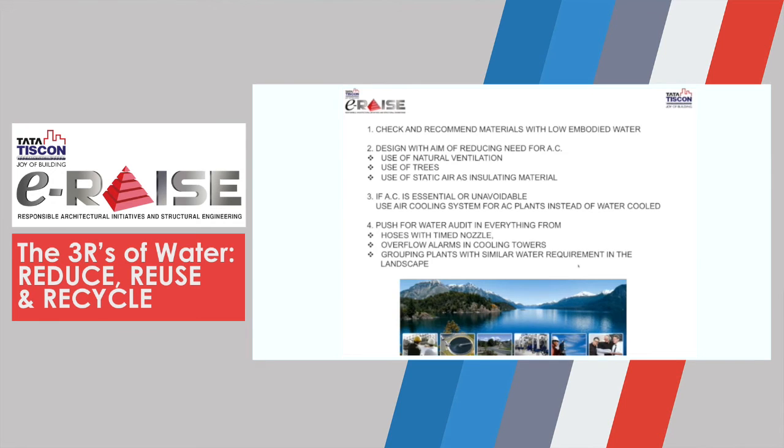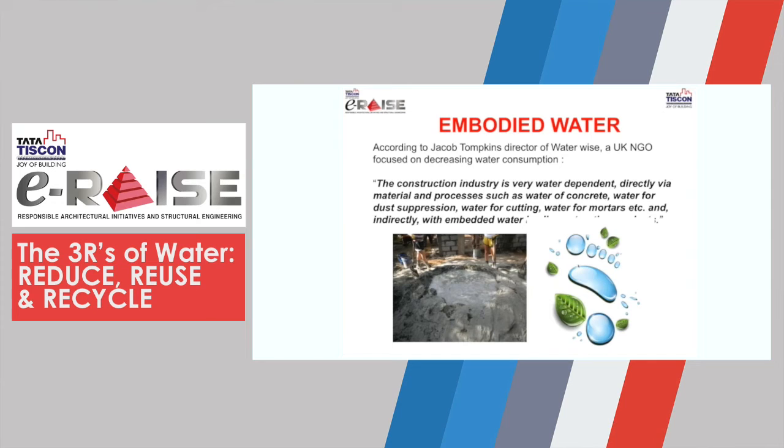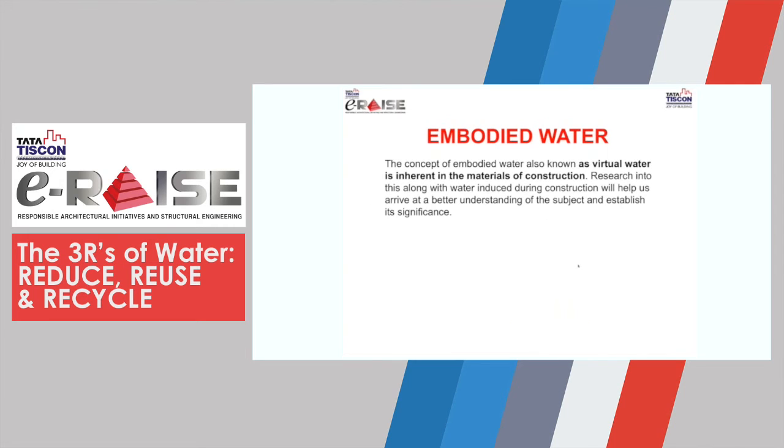Now, embodied water. What do we mean by embodied water? Before we come to the definition, let me just join you in acknowledging that the construction industry is very water dependent in every way, in the material, in the different production systems. We need water for concrete, we need water for dust suppression, for cutting, for mortars, plasters, washing. All of that needs a lot of water. And the concept of embodied water is nothing but the virtual water inherent in the materials of construction. What does that mean? That means all the water that goes into the production of that material and then the usage. The entire life cycle of a material uses water. So all that water added together is called the embodied water. And we will see why understanding embodied water is extremely important.